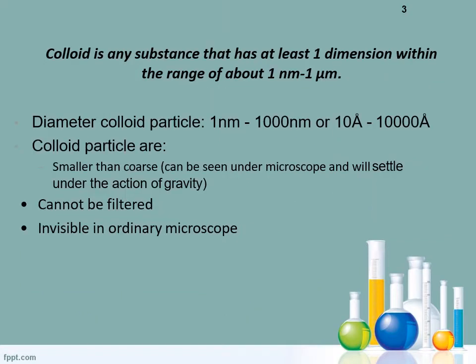The diameter of colloid particles is in the range of 1 nanometer to 1000 nanometers, or 10 angstrom to 10,000 angstrom. Colloidal particles are smaller than those which can be seen under a microscope and will settle under the action of gravity. They cannot be filtered and are invisible in an ordinary microscope.